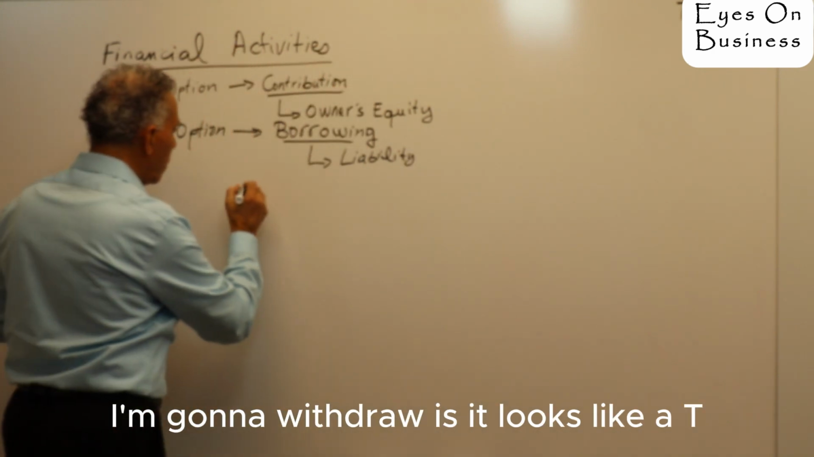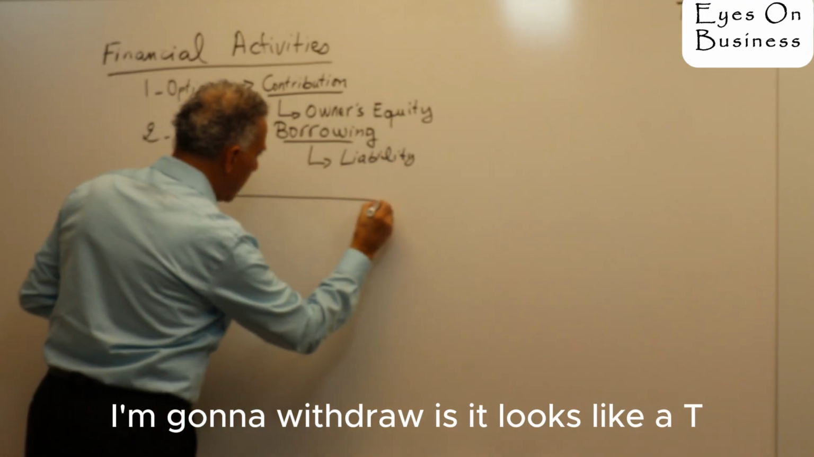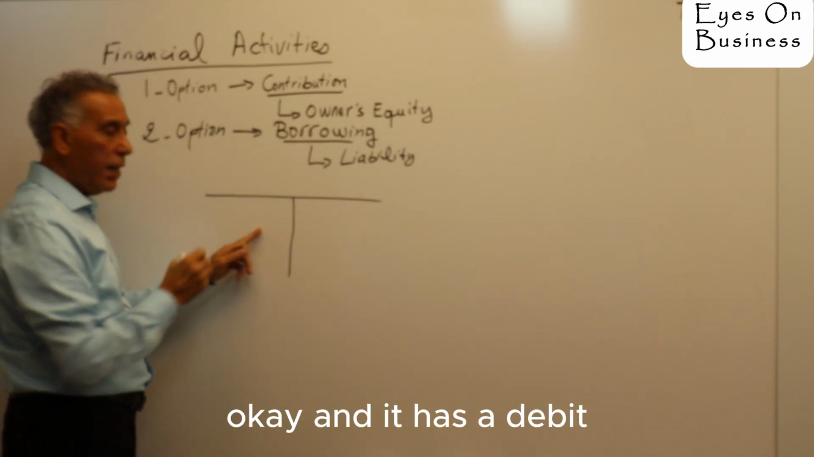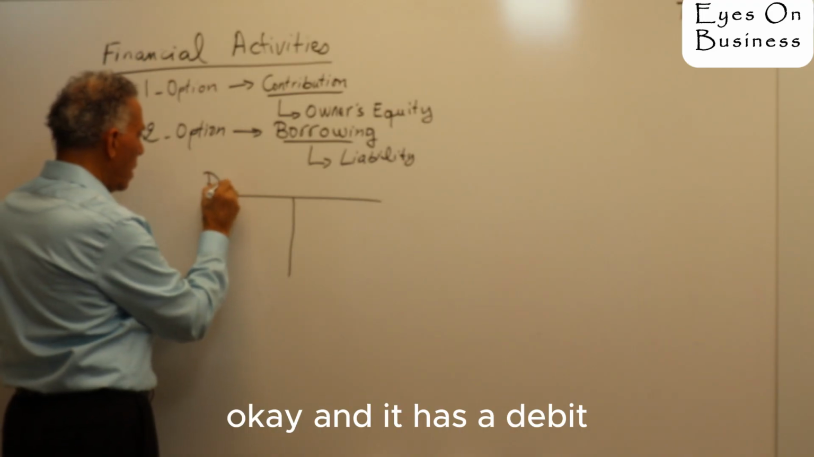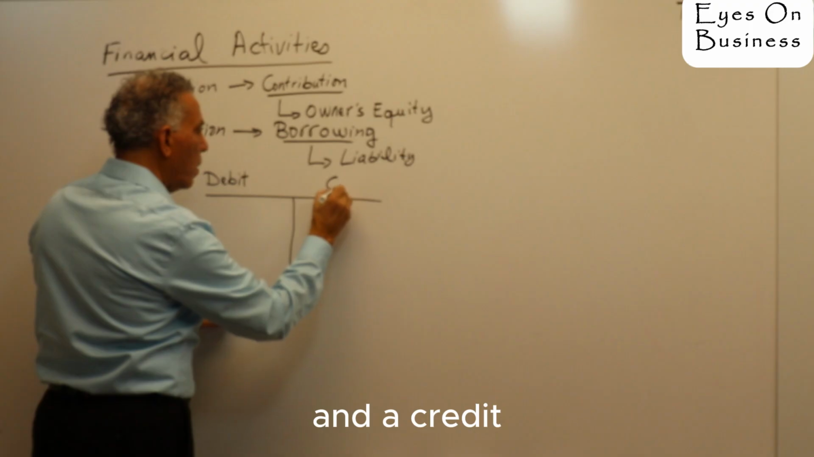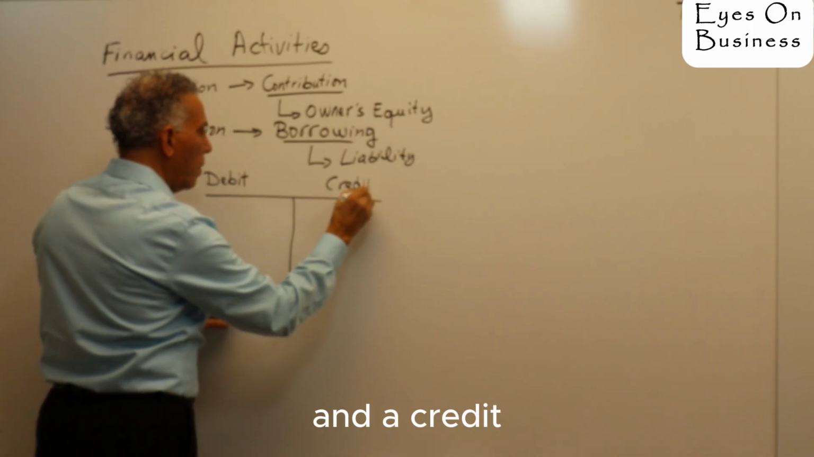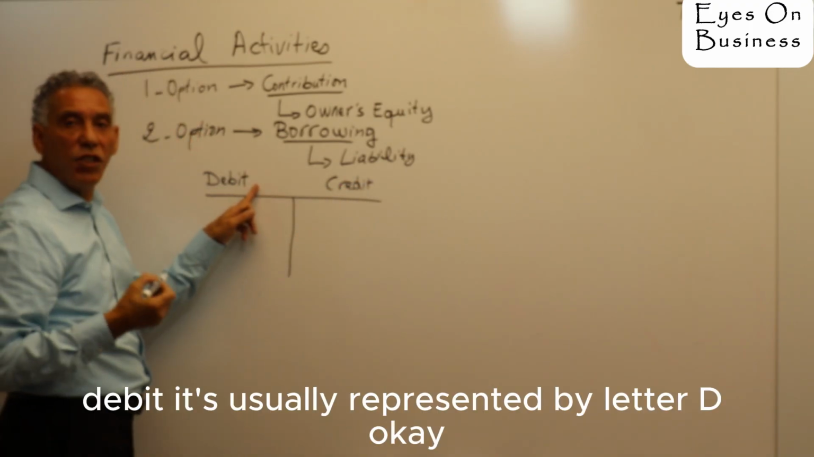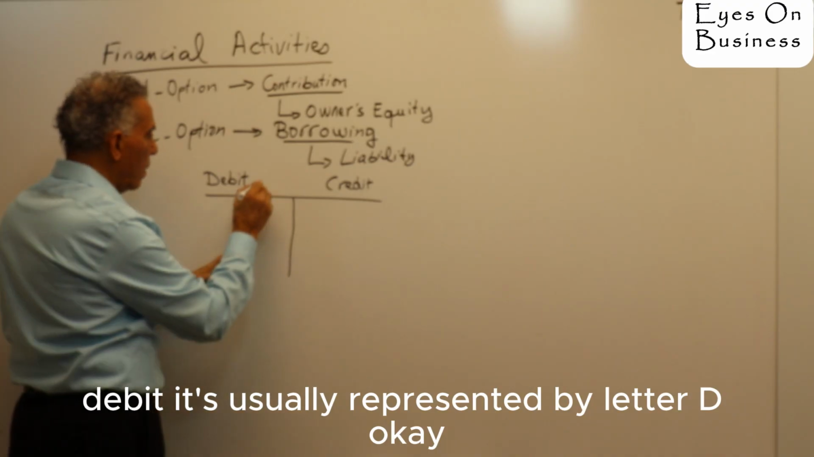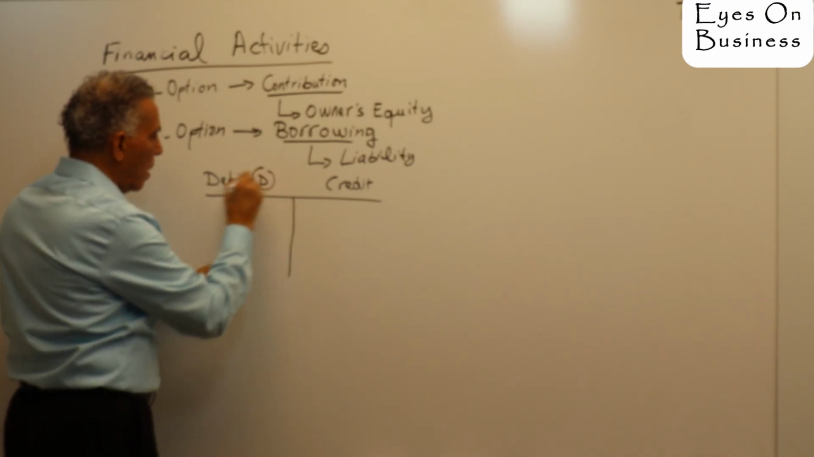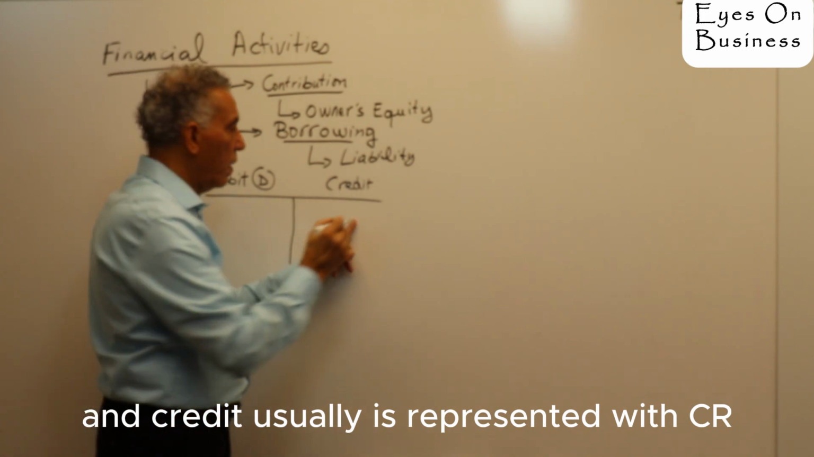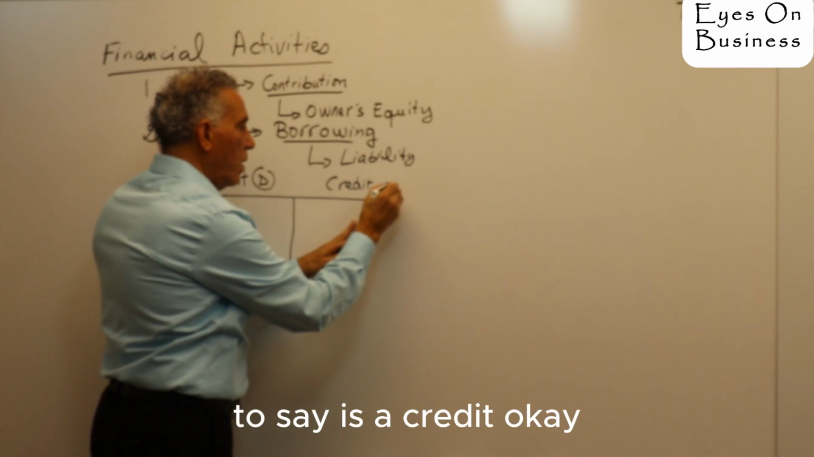I'm going to draw it. It looks like a T, and it has a debit and a credit. Debit is usually represented by the letter D, and credit is usually represented with CR to say it is a credit.